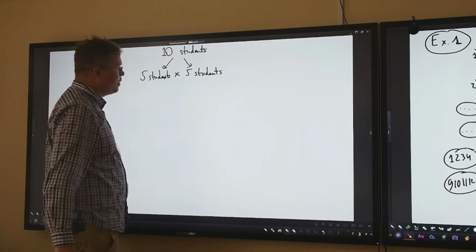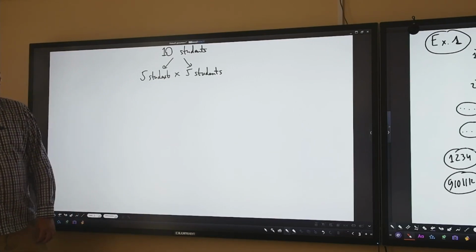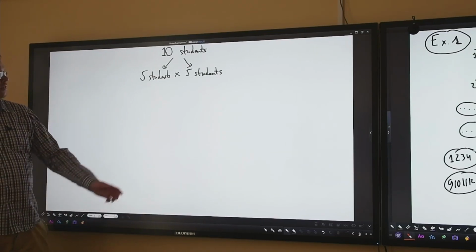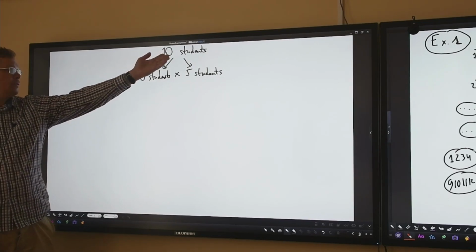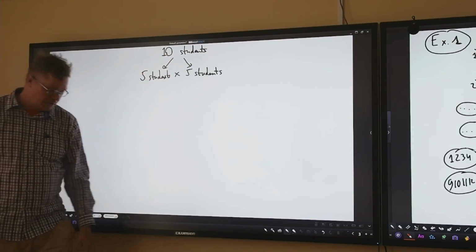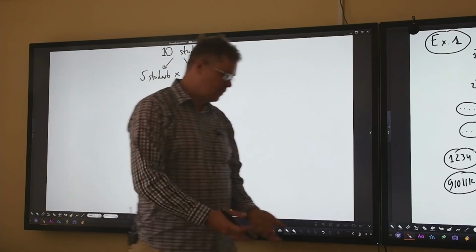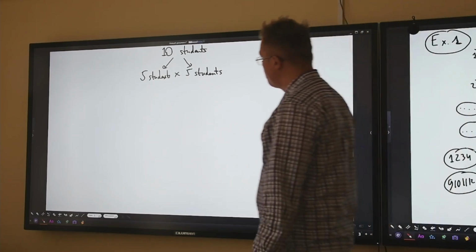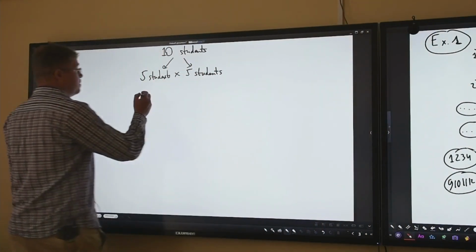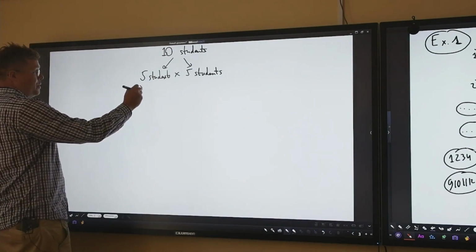And so how many matches can I provide if I need to divide these 10 students into two groups of 5 students? So I need to choose 5 students on the first team, and so yeah, it will be 10 choose 5.